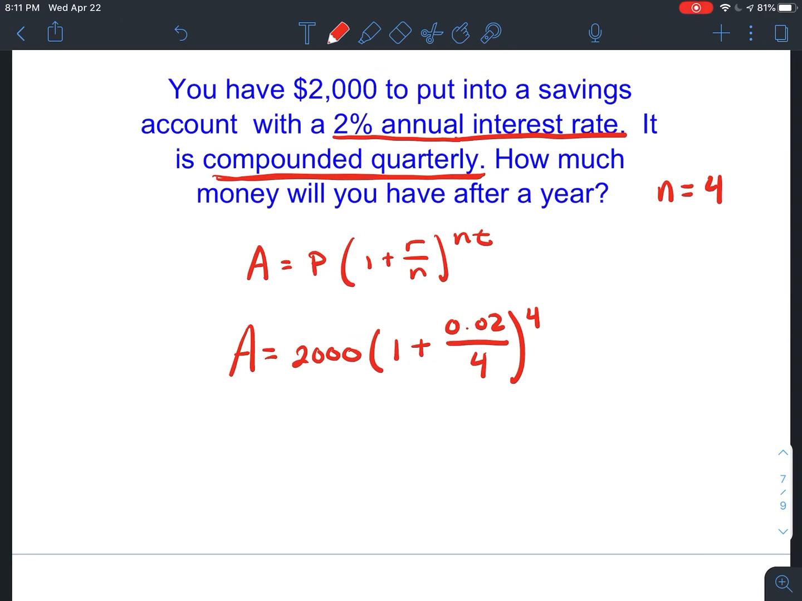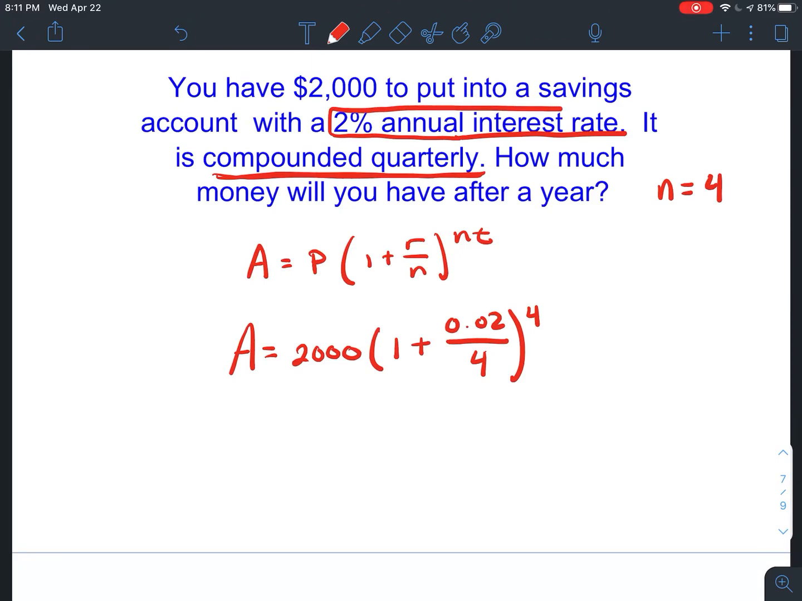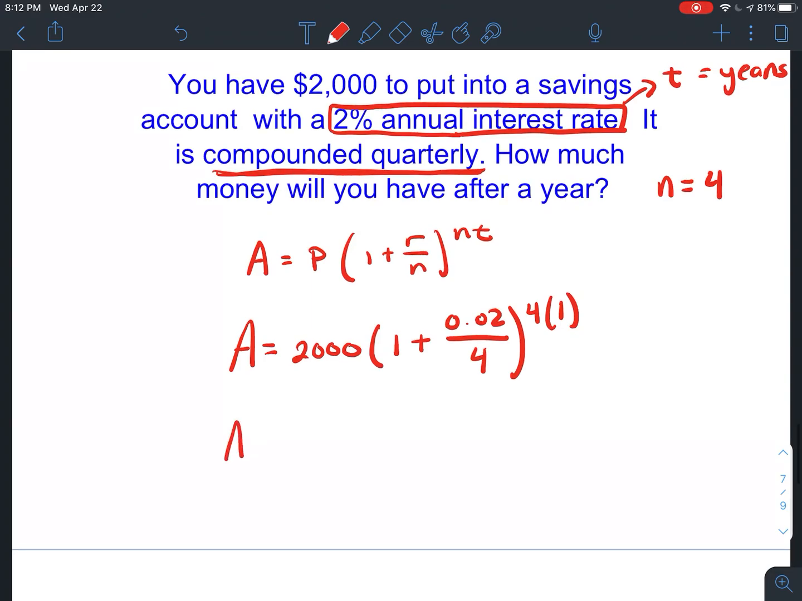So I will divide that interest rate by 4, but also multiply my exponent by 4 as well. And now for this equation, the one thing you should know is, since this interest rate is annually, t will always be in years. So we want to know how much money you'll have after a year. That is 1 in my exponent. I plug all of this in. Again, I suggest using fraction keys and parentheses. You should get $2,040.30.